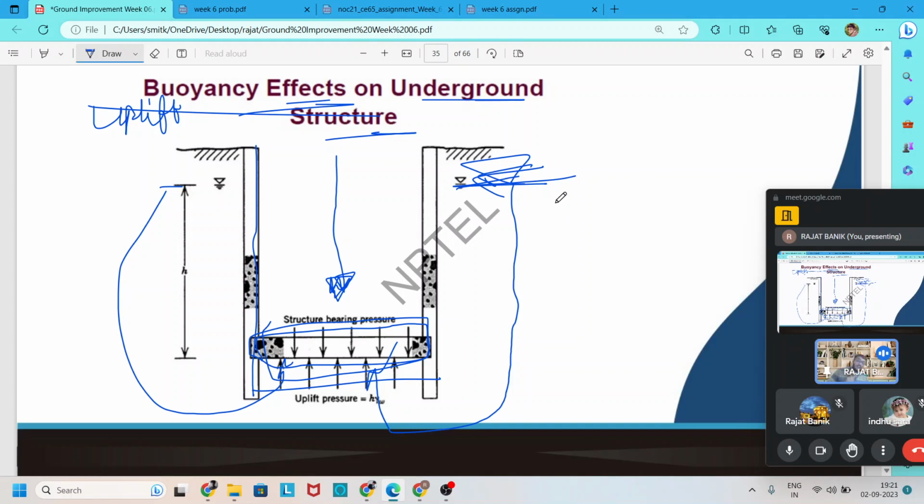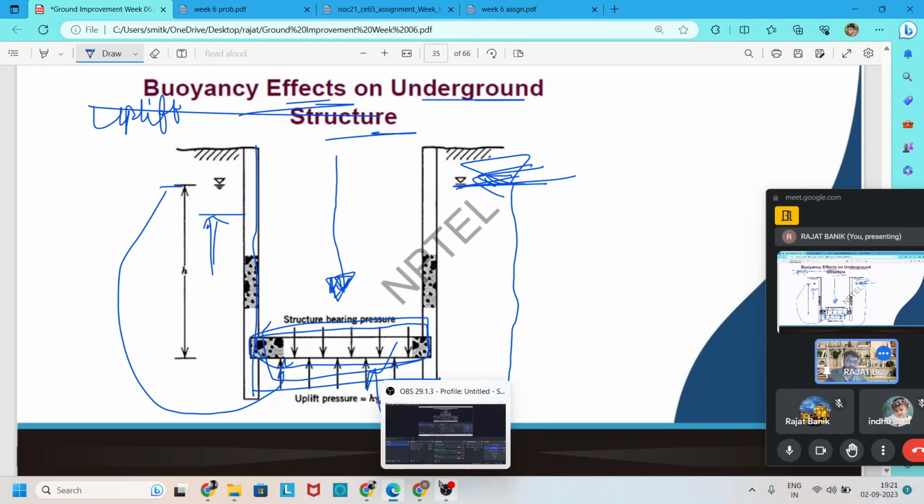So we need to address this with some arrangement. For that, we need to lower the groundwater table. If we lower the groundwater table, hydrostatic pressure also reduces, and due to the reduced hydrostatic pressure, uplift pressure also reduces. Like that, the structure may be safe. That means structure pressure is greater than the uplift pressure. This is the stability condition.